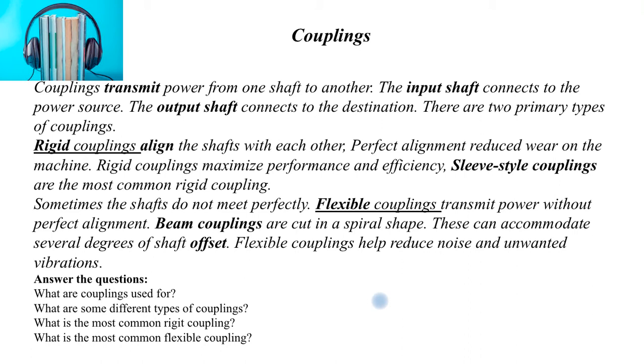Sometimes the shafts do not meet perfectly. Flexible couplings transmit power without perfect alignment. Beam couplings are cut in a spiral shape. These can accommodate several degrees of shaft offset. Flexible couplings help reduce noise and unwanted vibrations.